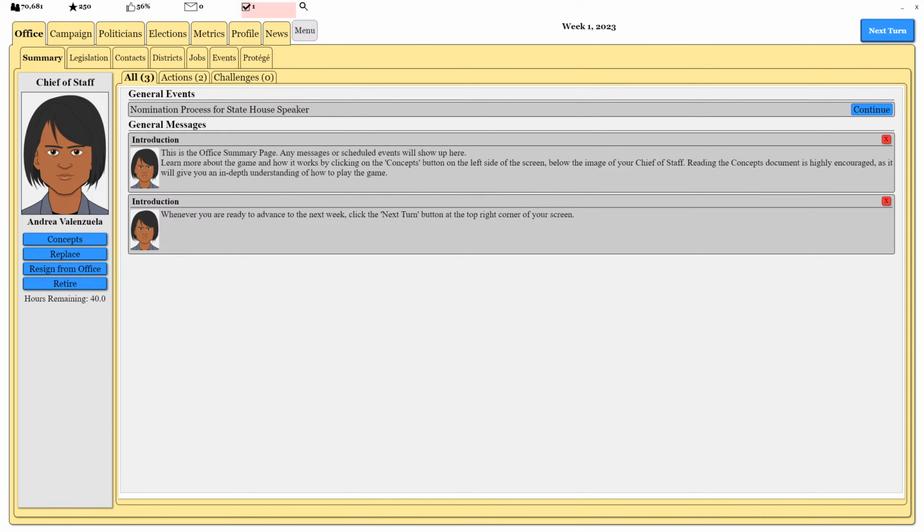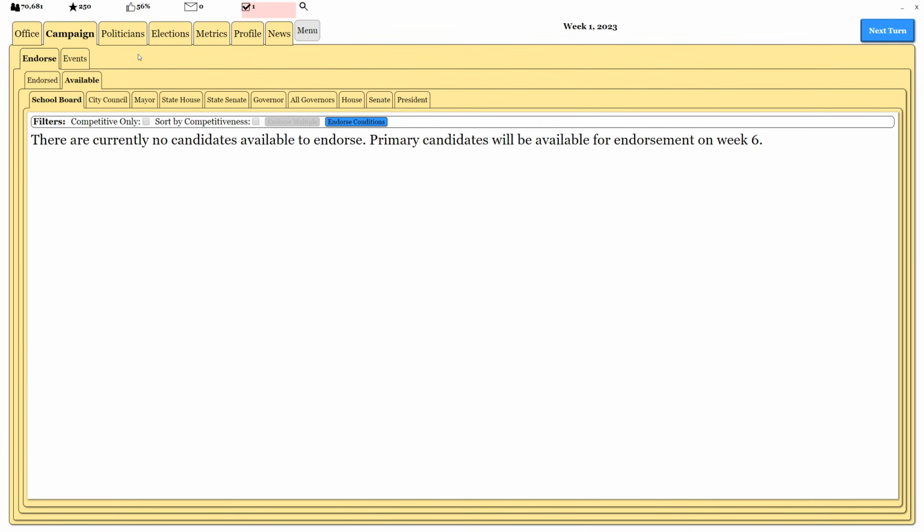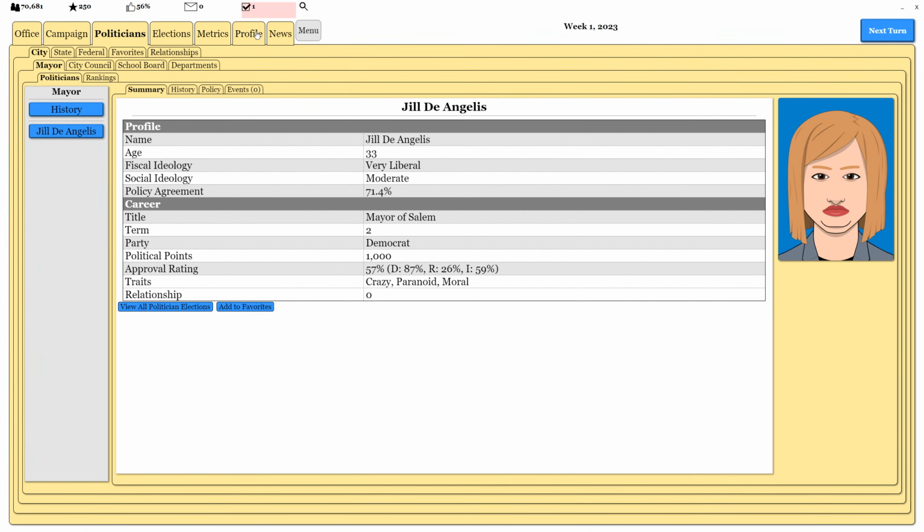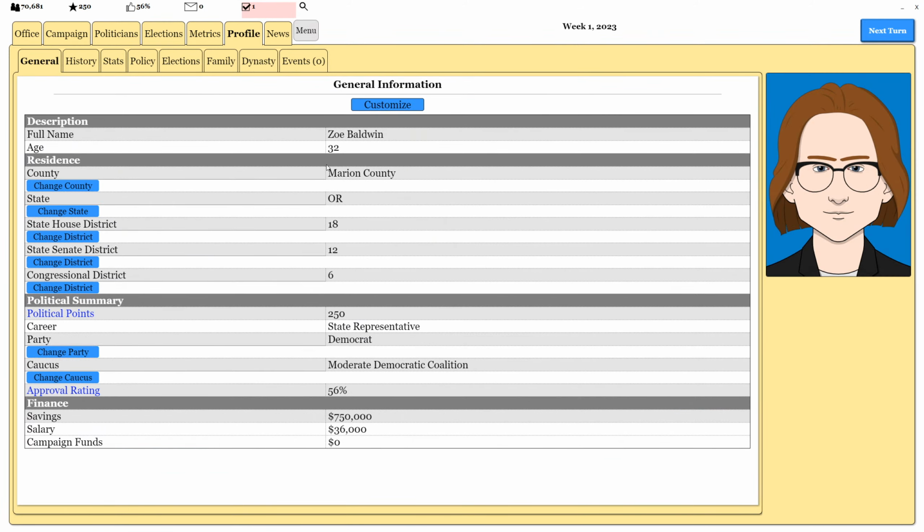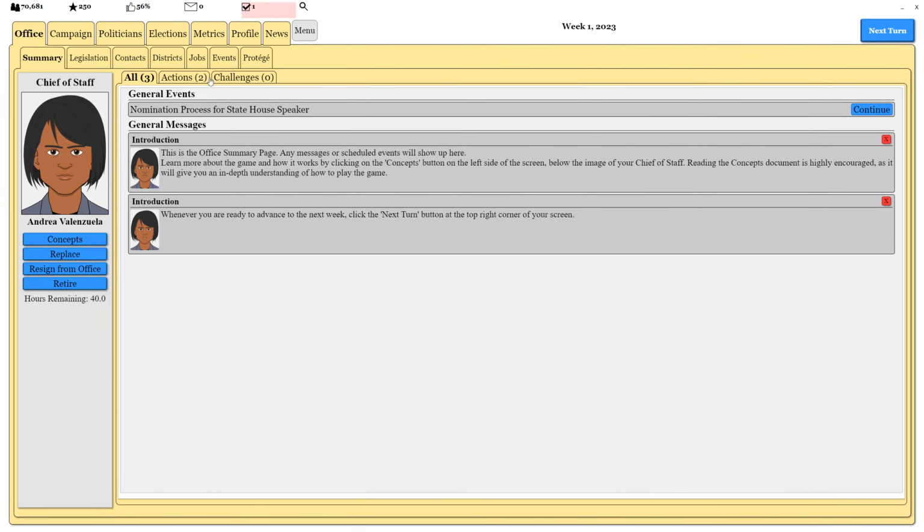We're going to be playing some of the political process today. You guys have been requesting this for a while. So we're going to be running as Zoe Baldwin, 32 years old, from Marion County, Oregon, as a Democrat. And we are going to be running for office today for governor. So I think we have 1 year before any type of election takes place.